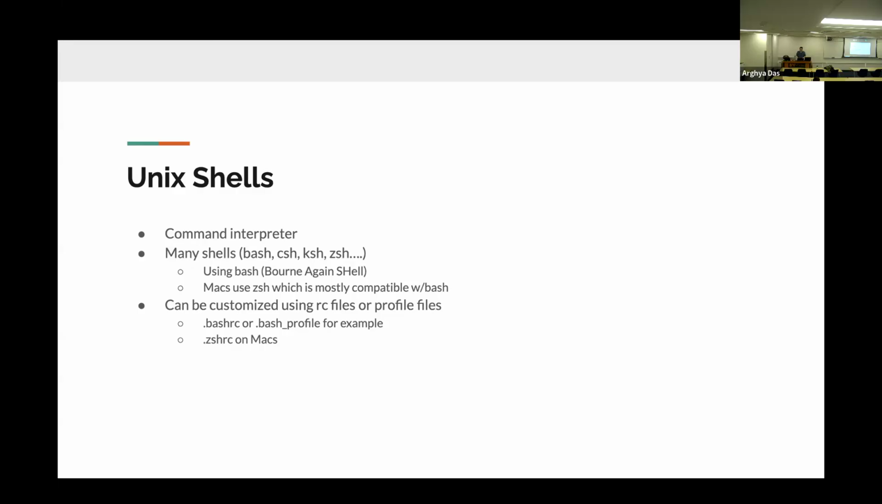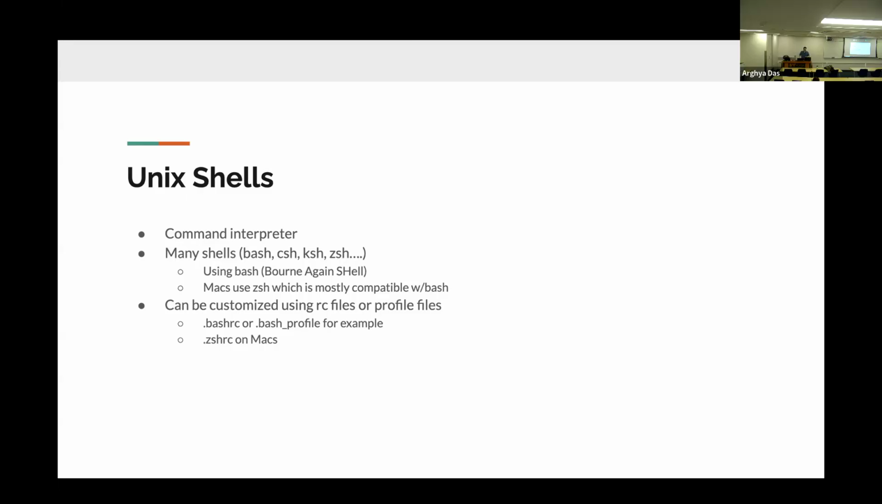Bash, C shell, K shell, Z shell, a whole bunch of them. RCS tends to stick with Bash, the Bourne Again shell. That's what all these examples are going to be in. So if you're using something like C shell or Z shell, some of these examples might be slightly different. You might have to look up how to set an environment variable in C shell versus Bash. If you're on a Mac, it uses Z shell, which is mostly compatible with Bash, but it has a couple of differences, so it might not be completely one-to-one.